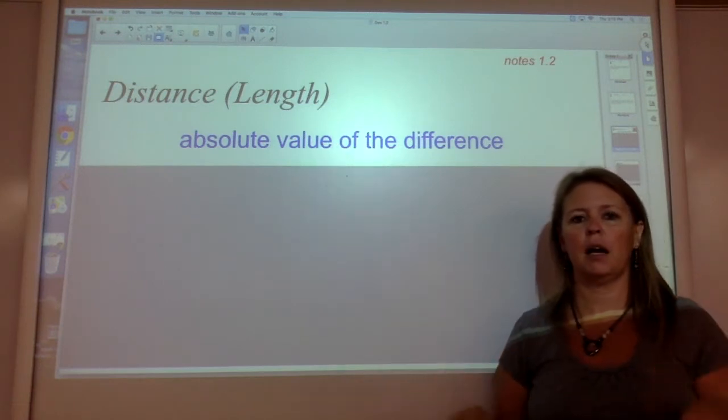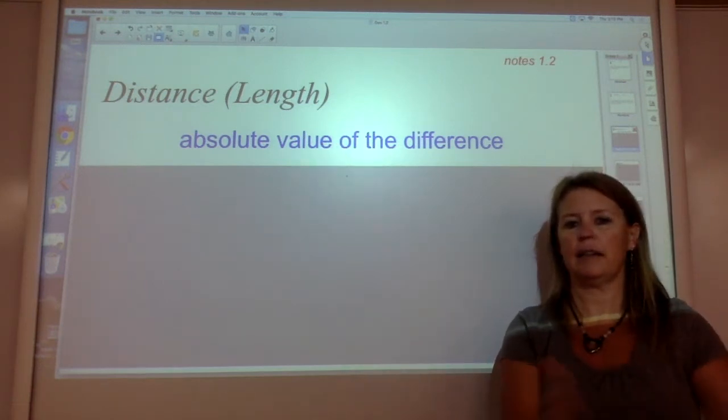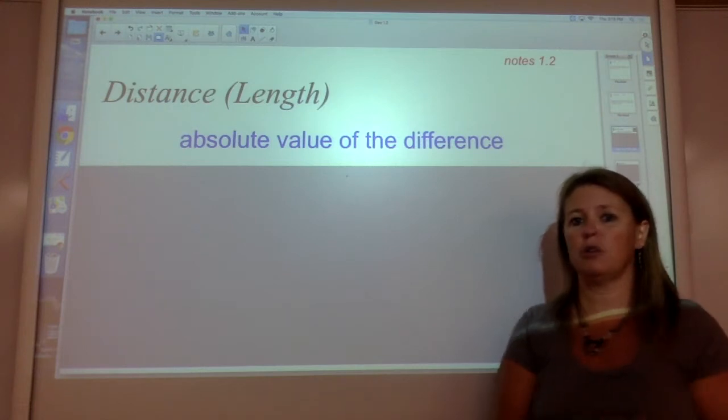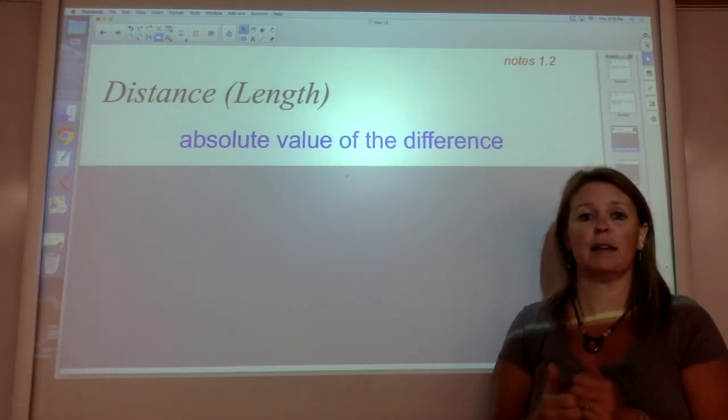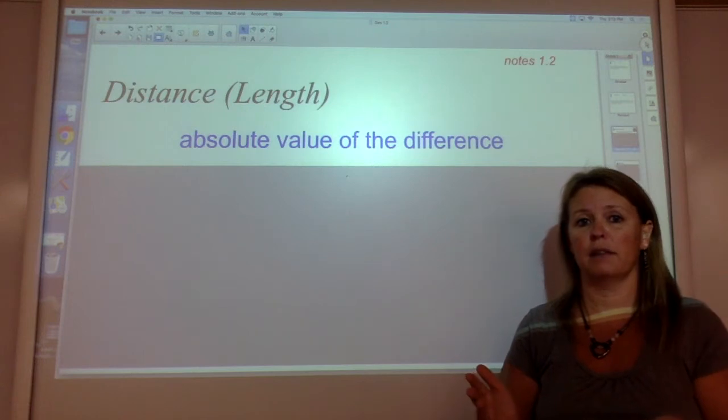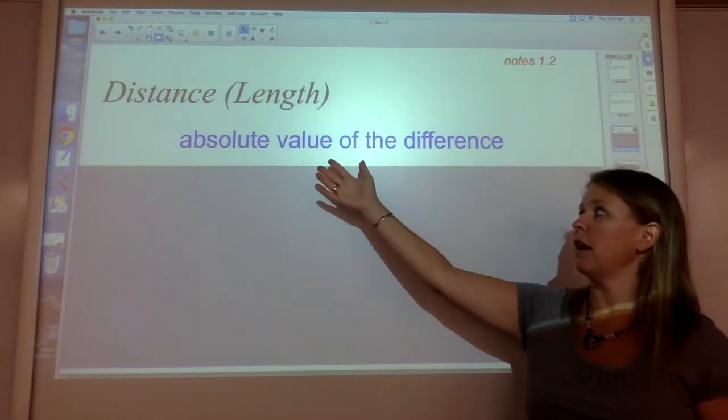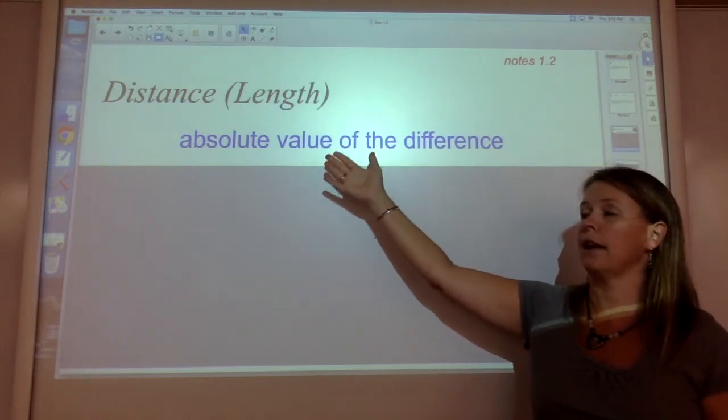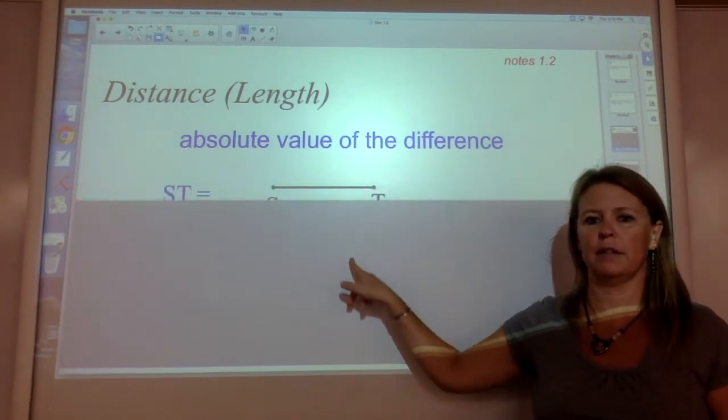If I hop in my car and I drive to Laval, it's 7 miles. If I turn around and drive back, it's still 7 miles. It's not negative 7 miles. So absolute value when you measure distance or length, so that you always have a positive answer.